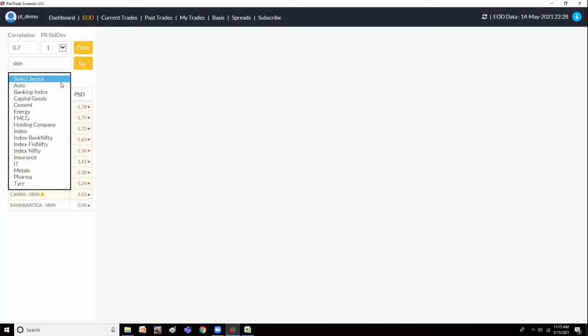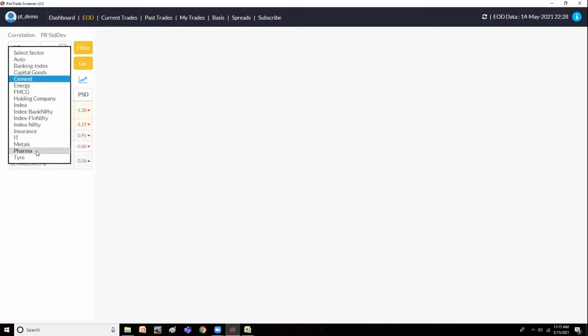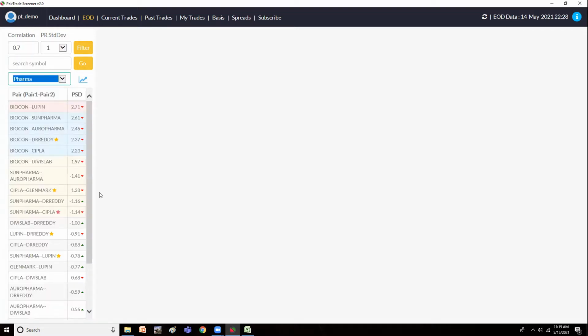You could use the sectors option also. I could just click on the cement sector, for example. So all the cement sector pairs are displayed here. I could use pharma. So all the pharma combinations are displayed here.